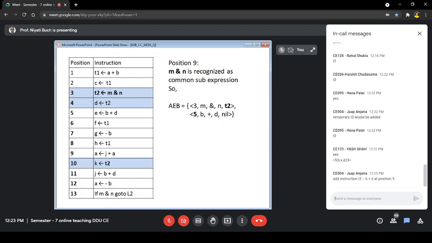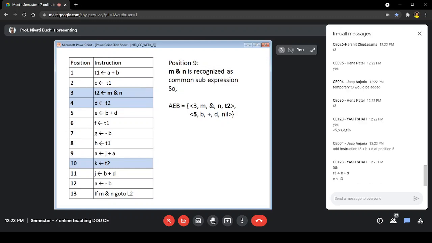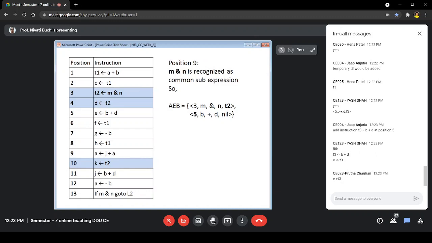First do it in your books, and once that answer is ready, type it into the chat. Job says that we add the instruction T3, B plus D assigned to T3, correct? At position number 5. Very good. And at new position number 6, this we have to add. Correct. Right. Fine.